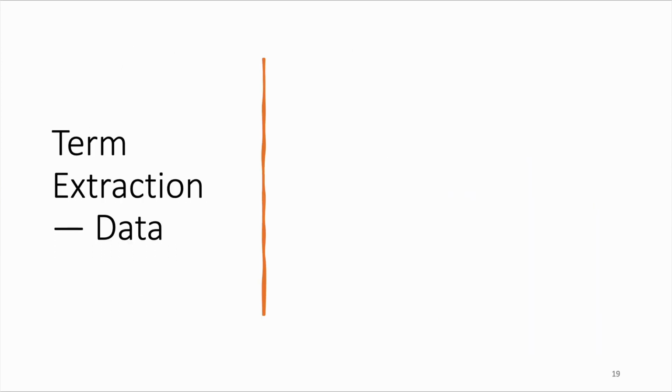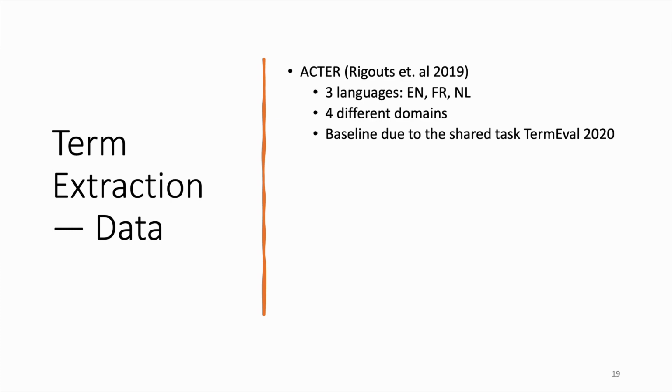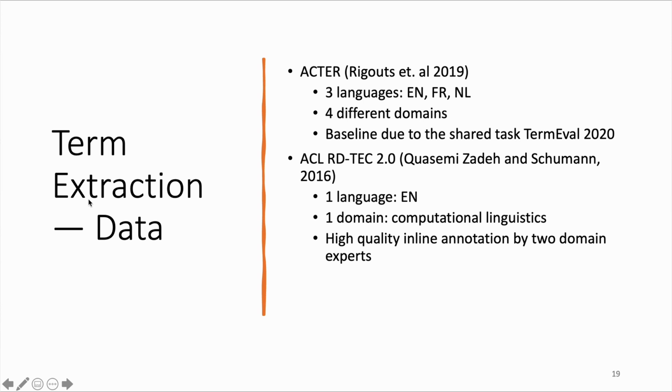So for term extraction, what datasets did we use? We used two different ones. The first one being the ACTER dataset, which exists in 3 different languages, which are English, French, and Dutch. And for all of these languages, we have text in 4 different domains. And we also have a baseline due to the shared task TermEval 2020, which we can compare our resulting model with. And then we also have the dataset ACL RD-TEC 2.0, which only exists in English and only covers 1 domain, which is computational linguistics. But it has the advantage that it has a high quality inline annotation compared to the simple term list given by ACTER, and it was annotated by 2 different domain experts.